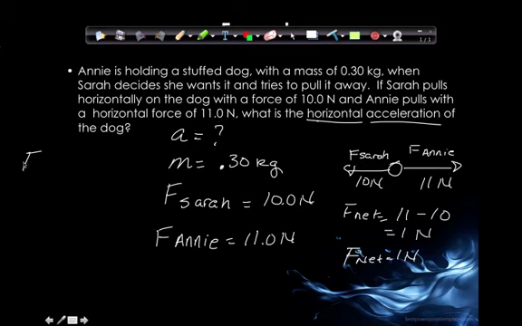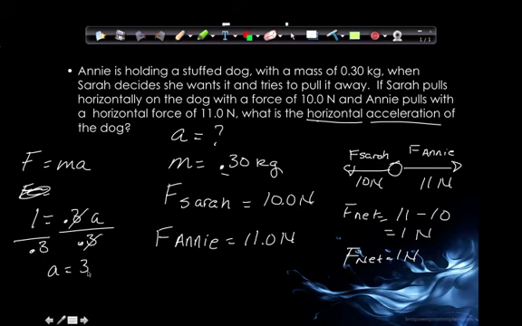And I know that force is equal to mass times acceleration. I have a mass of 0.3. And then I also know the net force is 1. So 1 is equal to my mass of 0.3 times my acceleration. So now to solve for acceleration, I divide both sides by 0.3. And I get 3.3 meters per second squared.